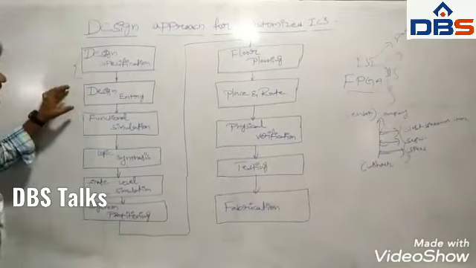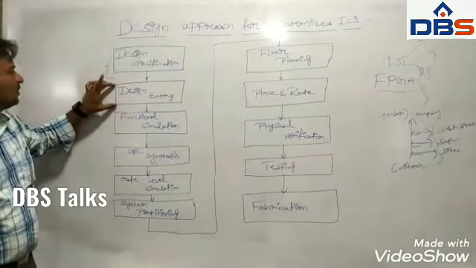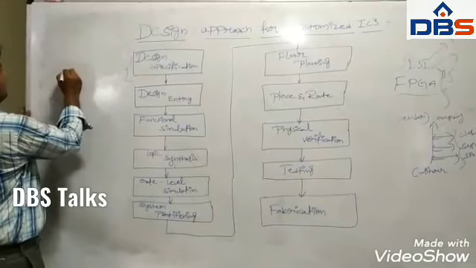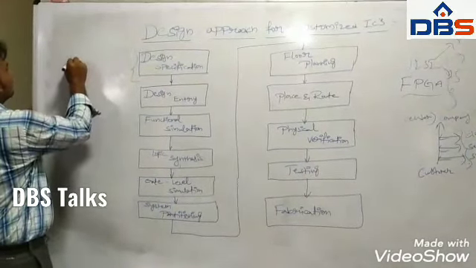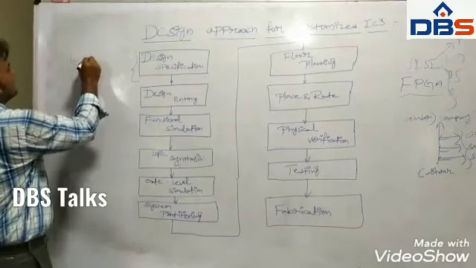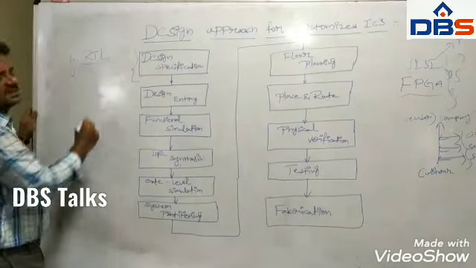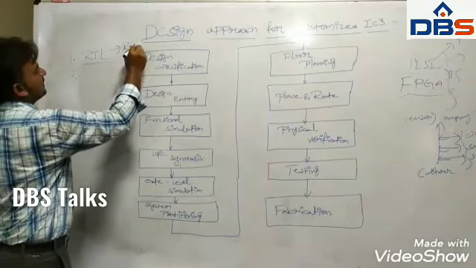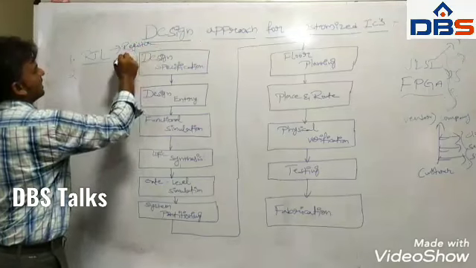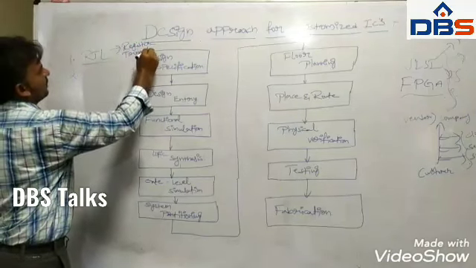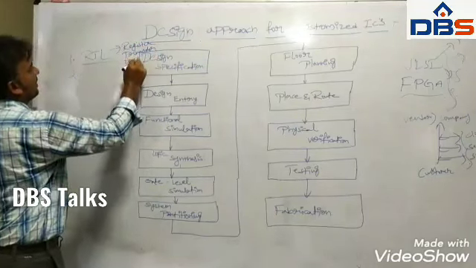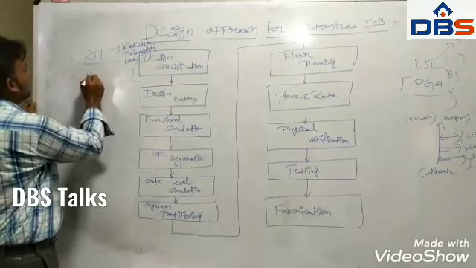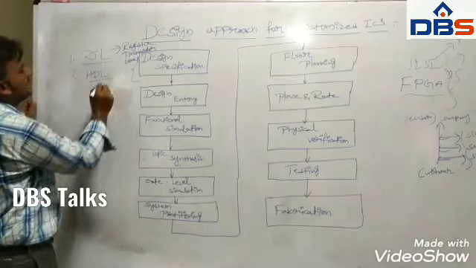So after the design specification, we come to design entry. That will be defined in two ways. One is the RTL schematic. RTL is nothing but register transfer level, or we can also call it register transfer logic. And another one is the HDL schematic.